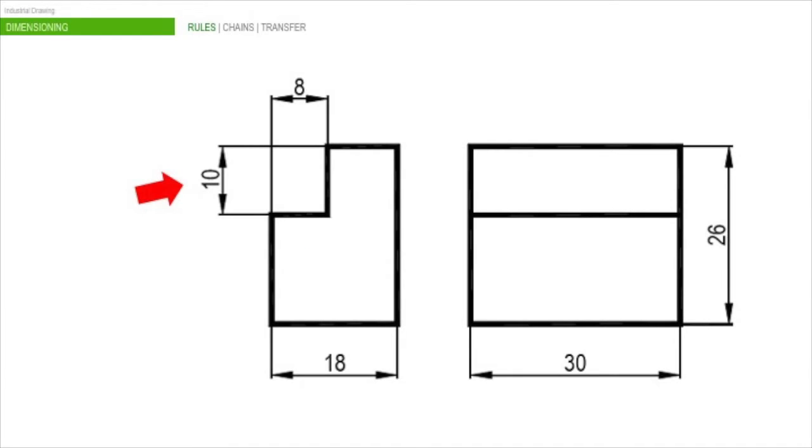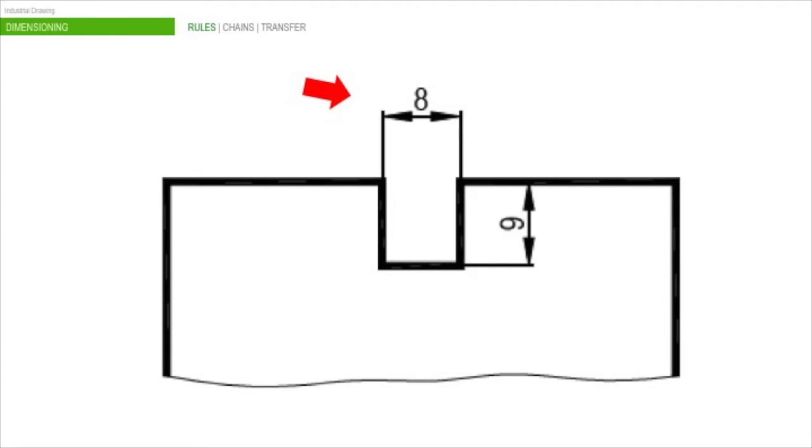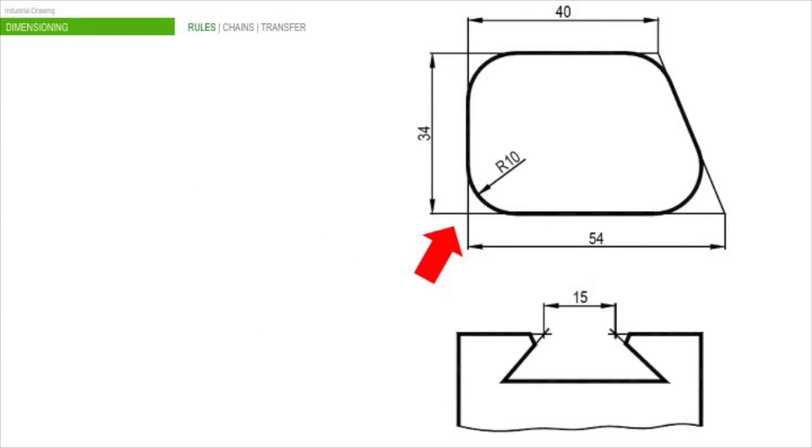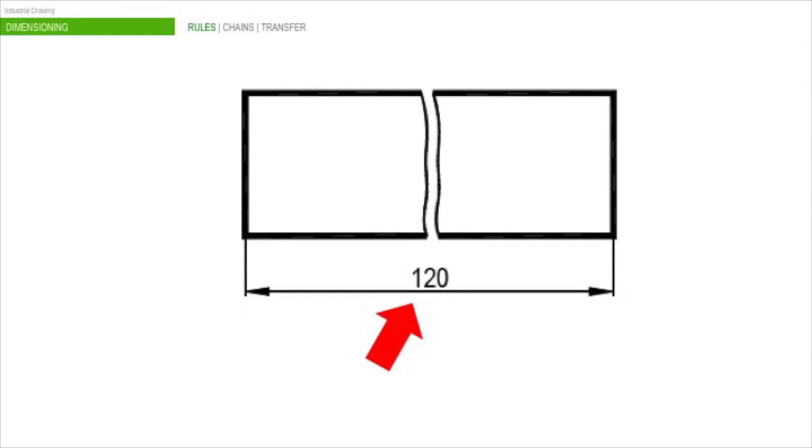Every dimension should be placed in the most suitable view. Try to place dimensions out of the view. No lines should cut the dimension line. Use extended lines for chamfers and fillets. Never break the dimension line in breaks.